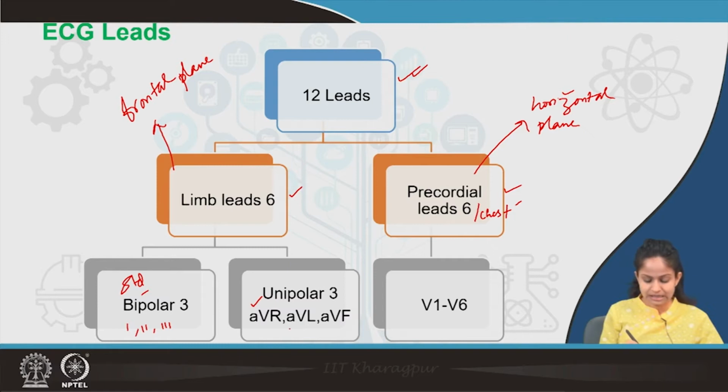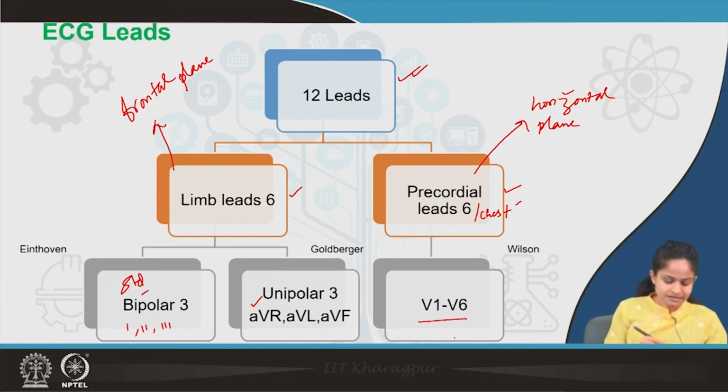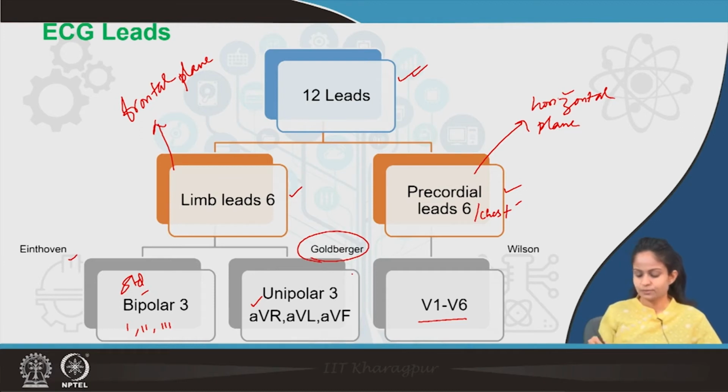So, we have aVR, aVL, aVF, again 3 unipolar limb leads, and we have V1 to V6, 6 chest leads which are located at different portions of our heart. Now, who are the inventors of these leads? Standard bipolar leads were discovered by Willem Einthoven. The unipolar leads were discovered by Goldberger, and Frank Wilson discovered the chest leads.